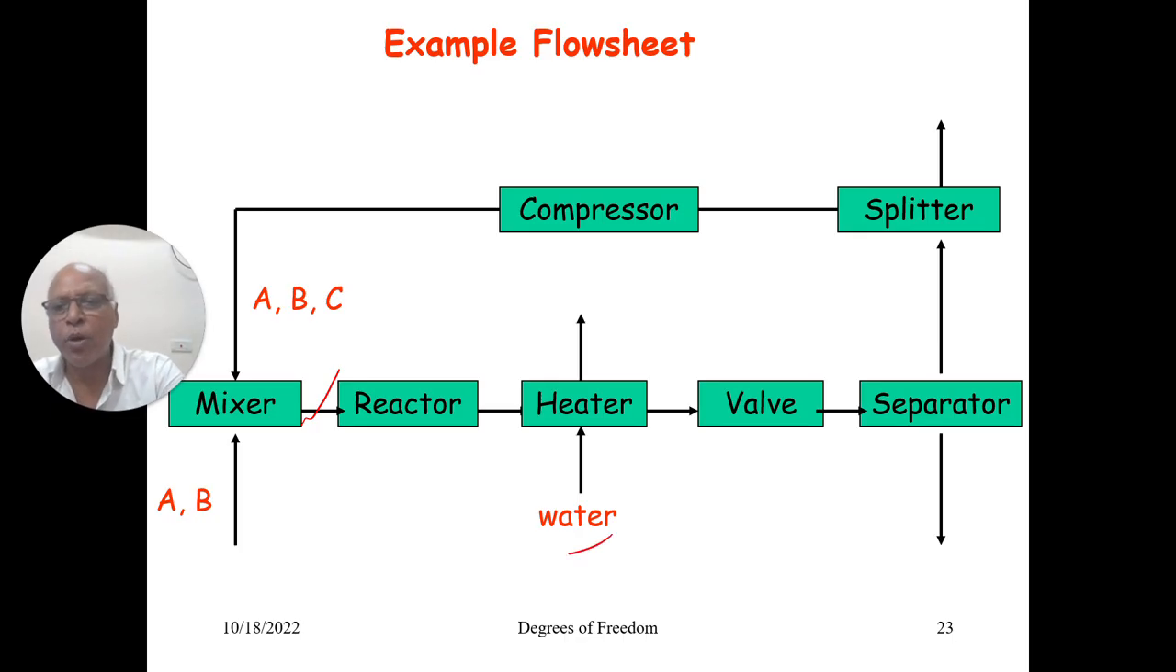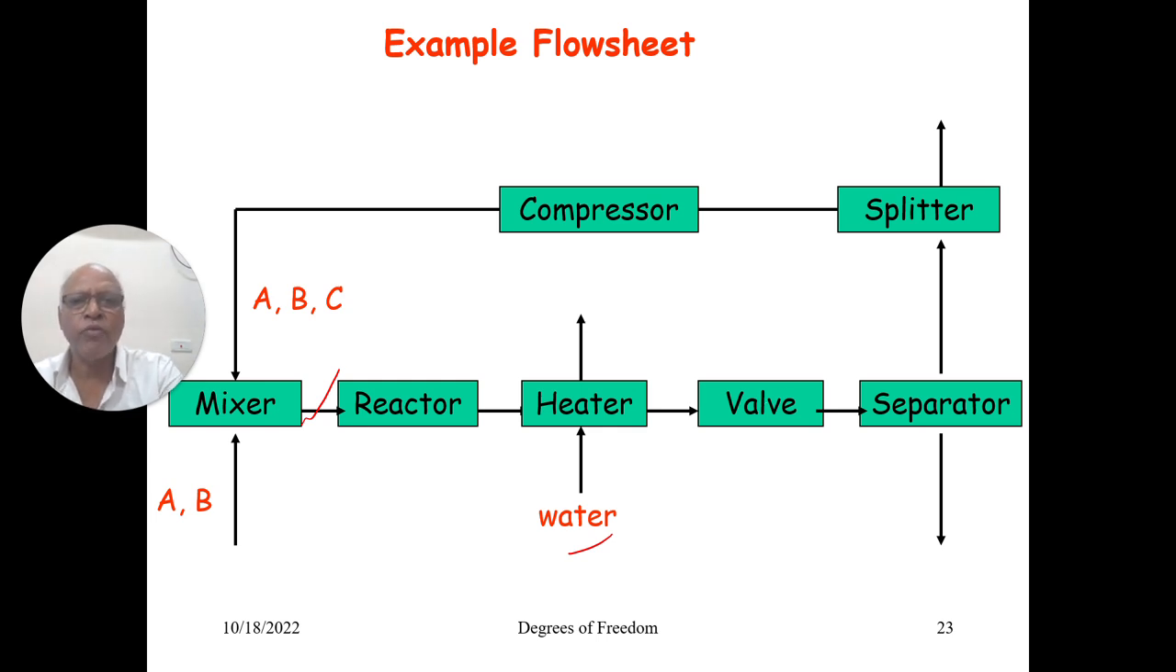Now what is the number of degrees of freedom associated with each stream? C plus 2. This is 4, this is 5, this is 5, this is 5. Whereas these two streams have only one component, so the degrees of freedom is 3. Valve, these are also 5.